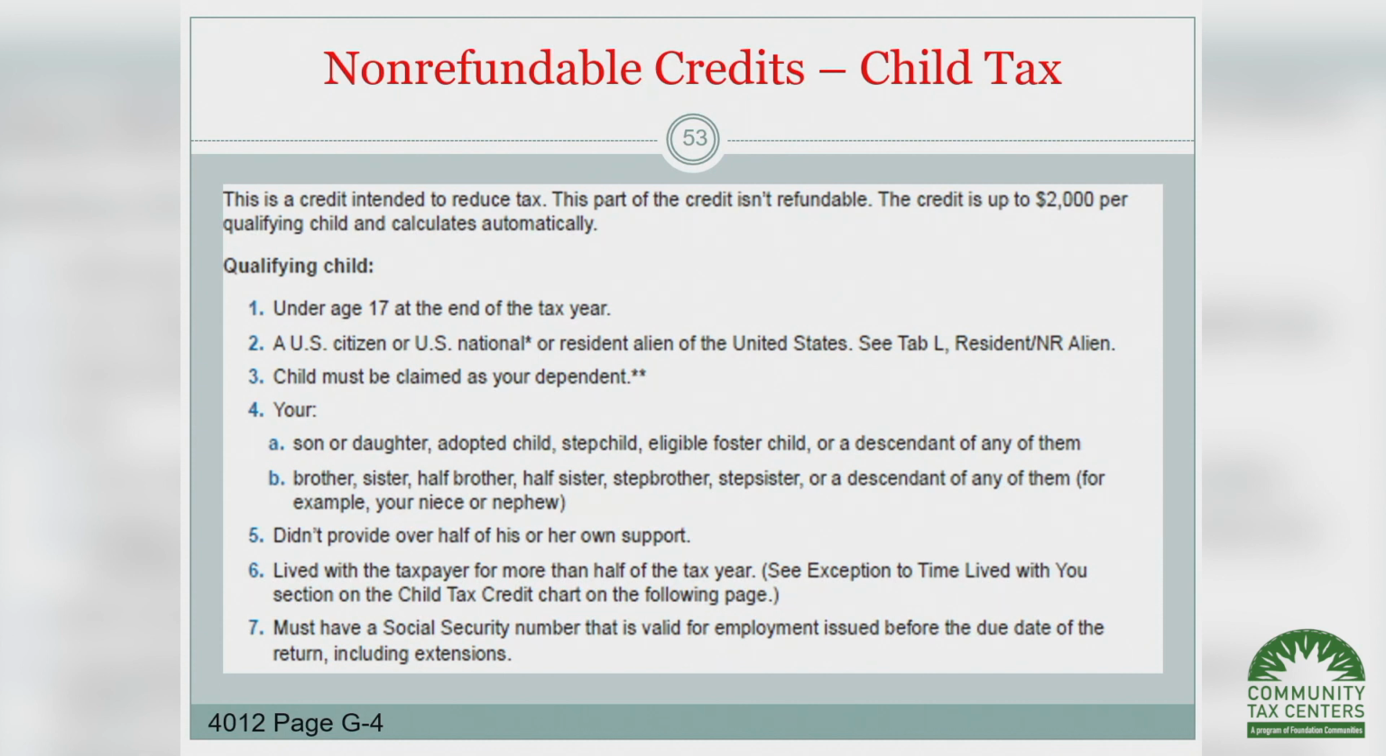Did not provide over half his or her own support. That's very important. Live with the taxpayer for more than half of the tax year, so more than 6 months. Must have a Social Security number that is valid for employment issued before the due date of the return.